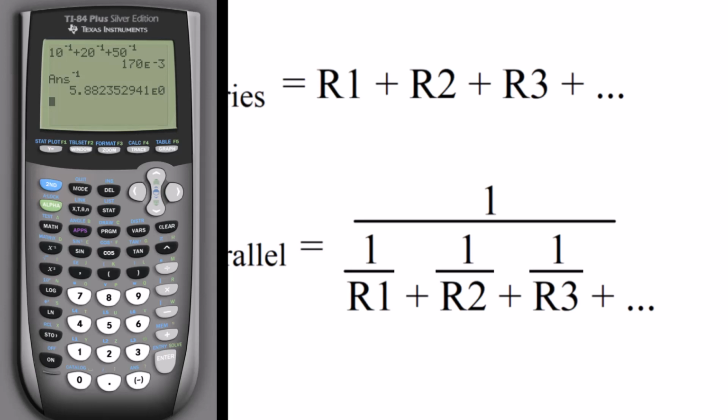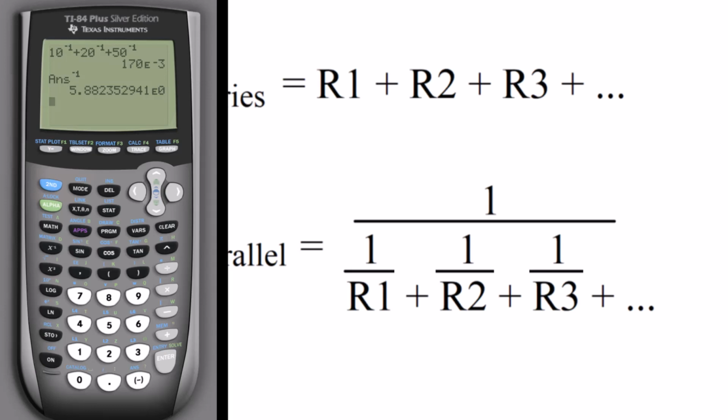Now, to just check, you can always know that in parallel, the total resistance is going to be less than the smallest resistor in the combination. So in our case, the smallest resistor is a 10 ohm resistor, so I know that resistance has to be less than 10 ohms. The only two choices in that problem that give less than 10 ohms are 5.9 ohms and 0.17 ohms.